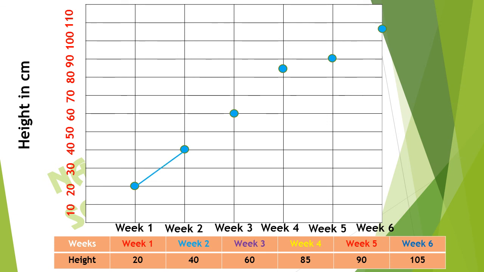From week 1 to week 2 we have joined it. In the same way we will join all these points, and here a line graph has been drawn. Now we can see how much there was an increase in the height of the plant during weeks 1, 2, 3, 4, 5 and 6. We can see that in week 4 and week 5 there is a slight increase. So there is the least increase.